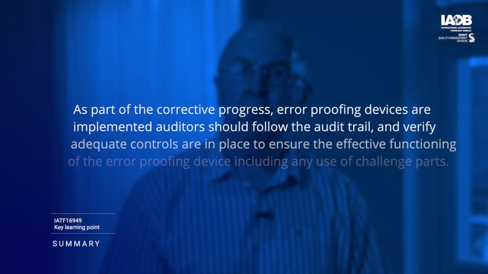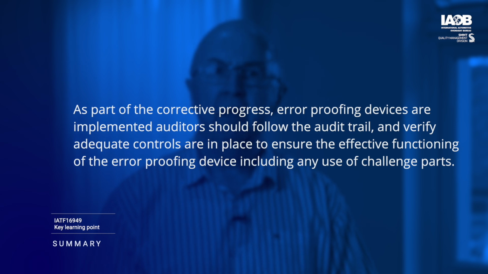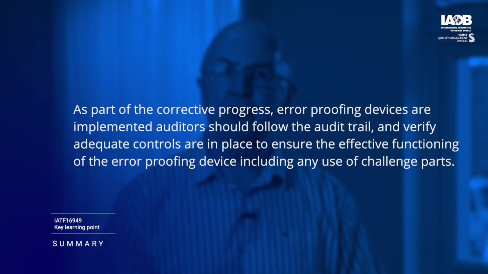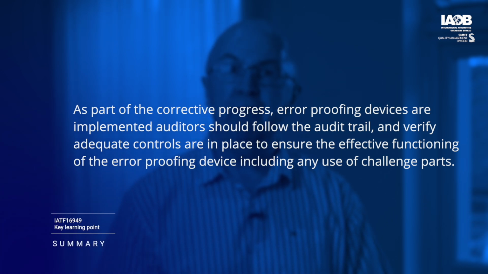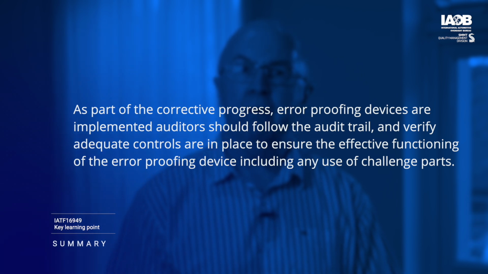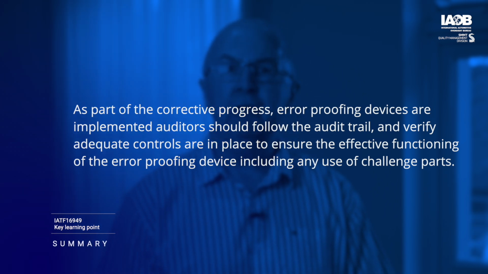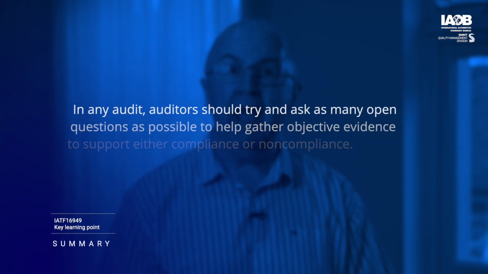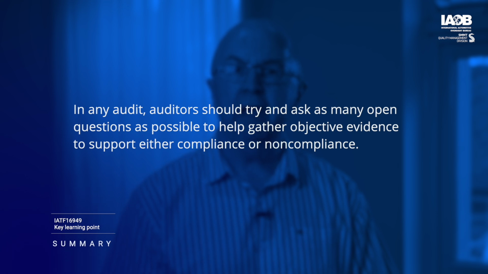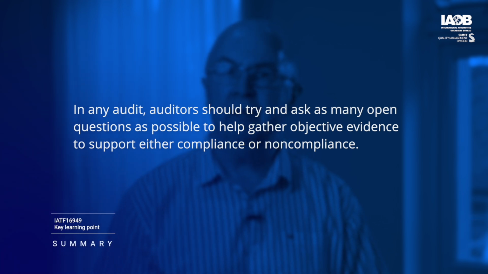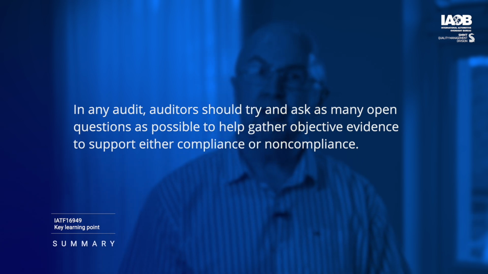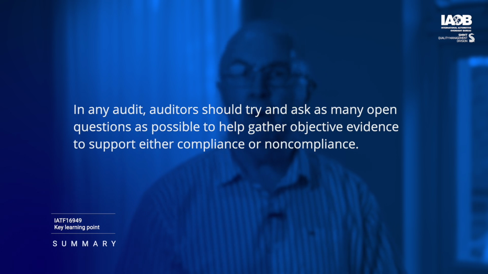Where, as part of the corrective action process, error-proofing devices are implemented, auditors should follow the audit trail and verify adequate controls are in place to ensure the effective functioning of the error-proofing device, including use of any challenge parts. In addition, in any audit, auditors should try and ask as many open questions as possible to help in the gathering of objective evidence to support either compliance or non-compliance.